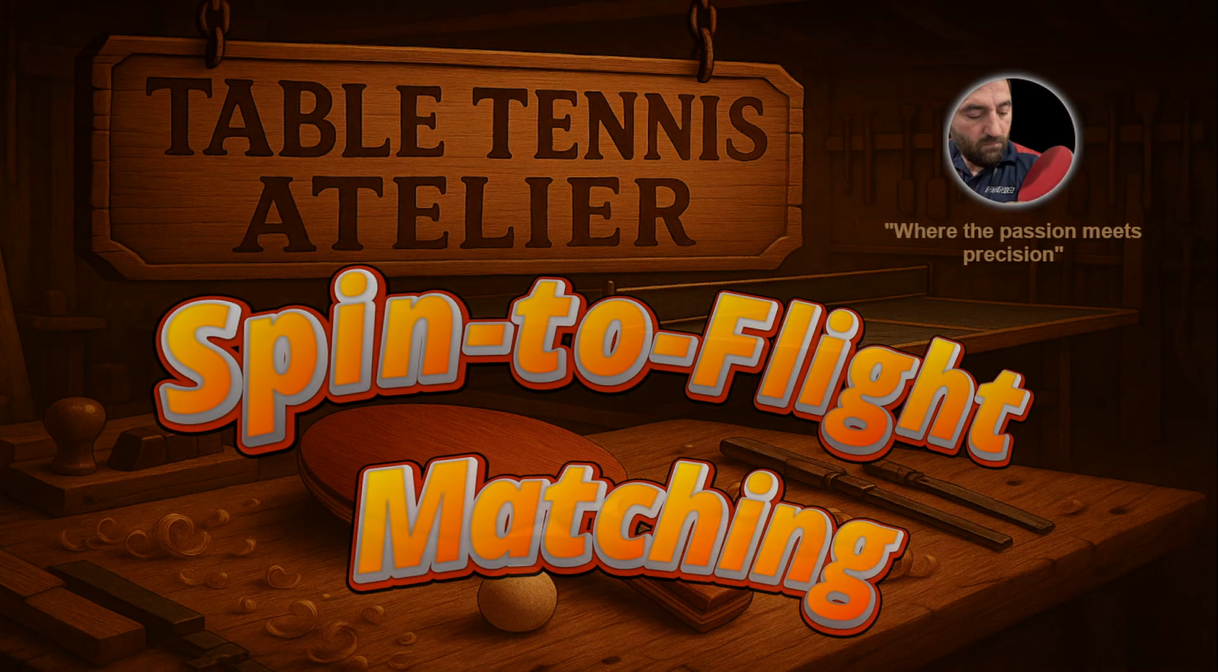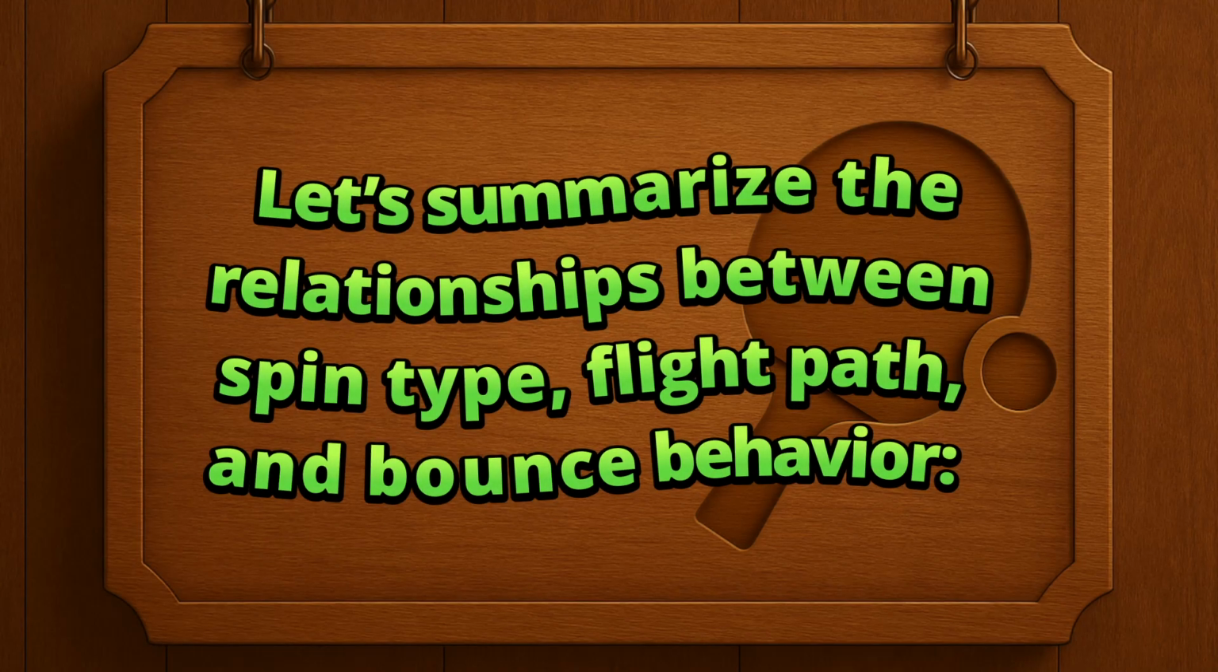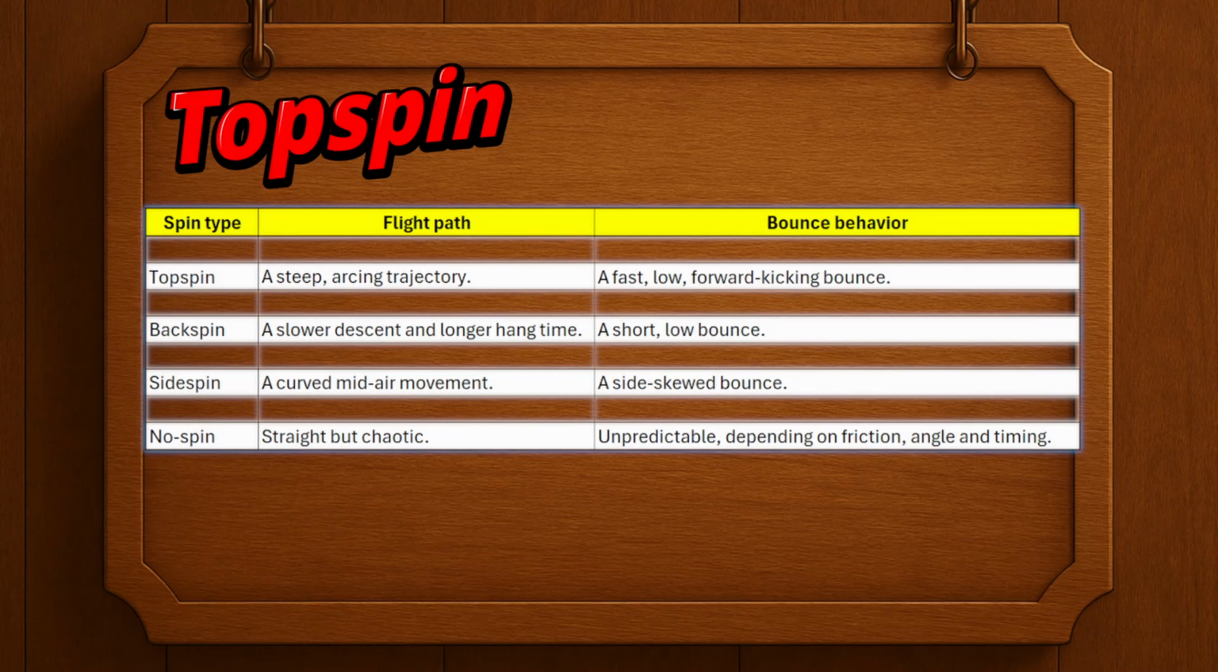Spin-to-flight matching. Let's summarize the relationships between spin type, flight path, and bounce behavior. Topspin generates a downward Magnus force, producing a steep, arcing trajectory with a fast, low, forward-kicking bounce. It's stable, aggressive, and reliable under pressure.